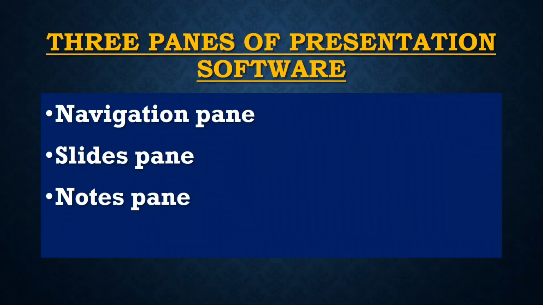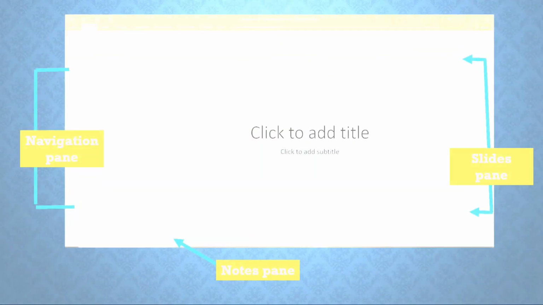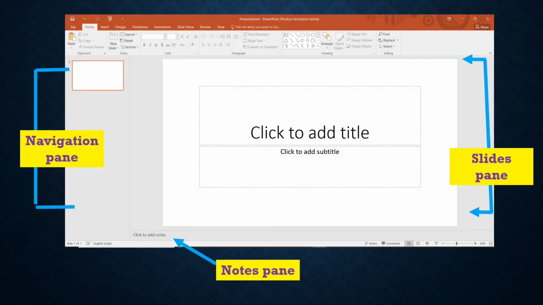Okay, navigation pane, the first one. I think you have seen Google Maps on your parents' mobile phone. That will navigate, means it tells you where to go. I'm telling you through the image. See, the left side area is called navigation pane, the downside area is called notes pane, and the right side area is called slide pane.